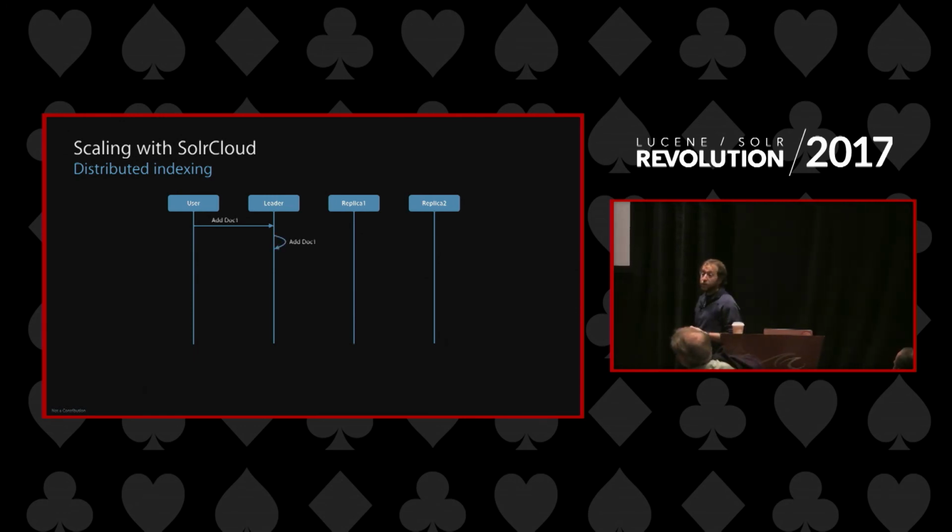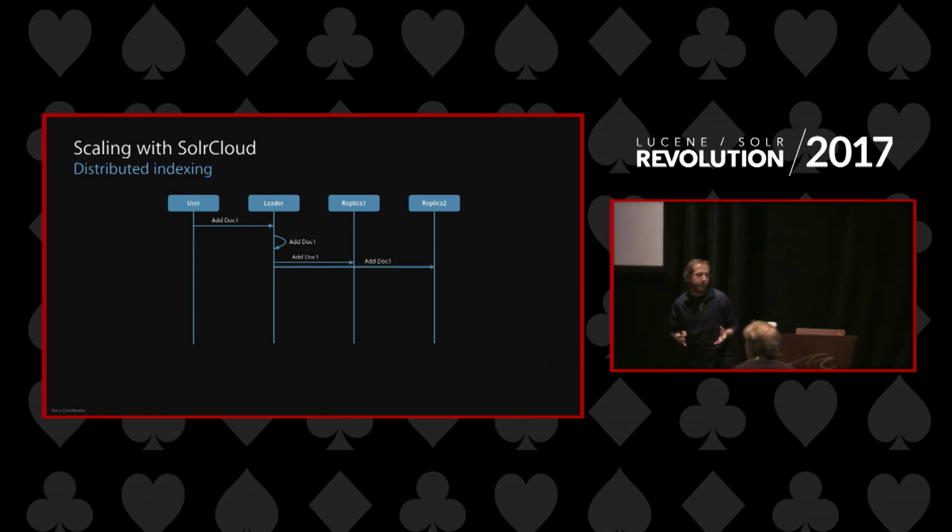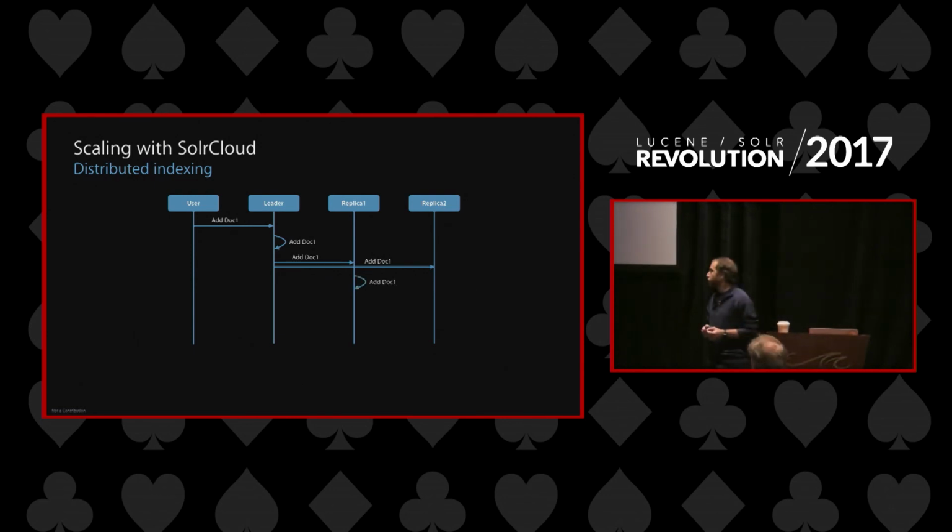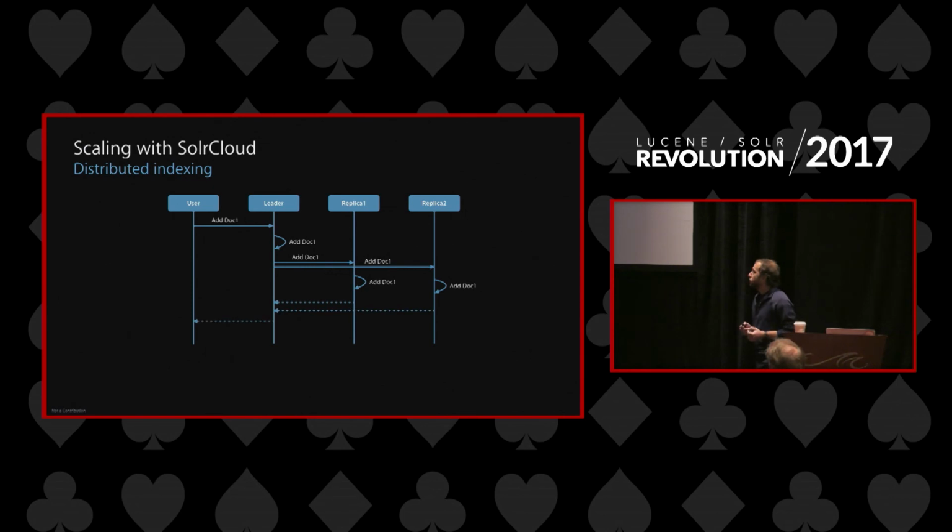The leader is going to add the document locally, version it, and then, in parallel, send that document to all the replicas of the shard. Those replicas will add that document locally and respond to the leader. Once that happens, the leader acknowledges the update.